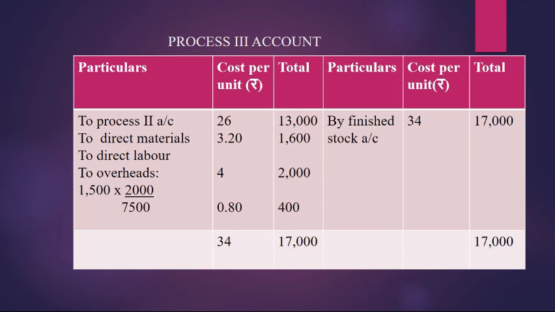So there are three processes under this account, therefore we need to prepare three process accounts. The final answer is focusing on the finished stock. So after finishing process 1, it amounts to this much, and then process 2, and then after the third process account, the finished goods cost per unit is rupees 34, and the total cost for 500 units amounts to 17,000. That is the final answer.